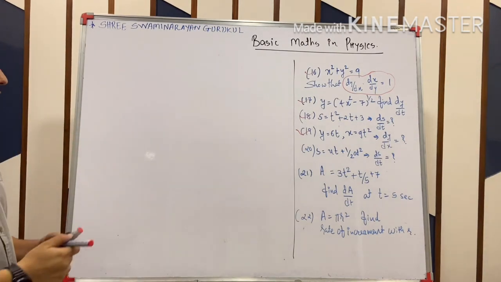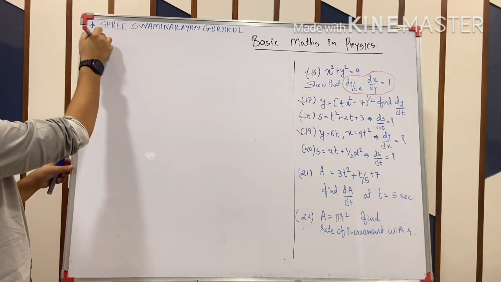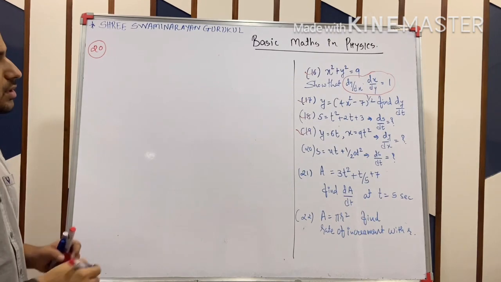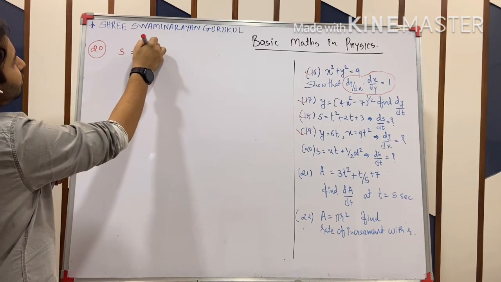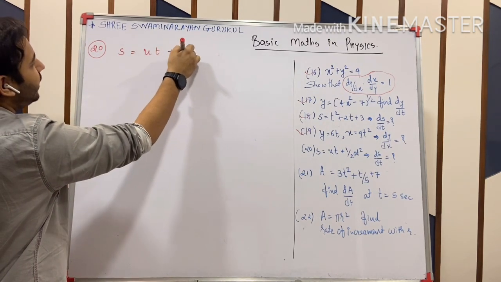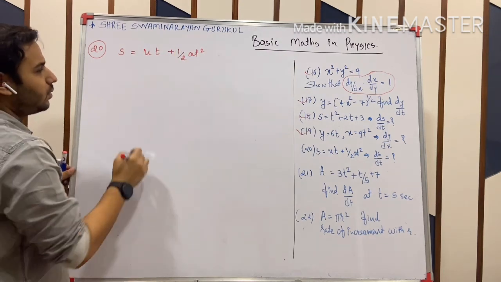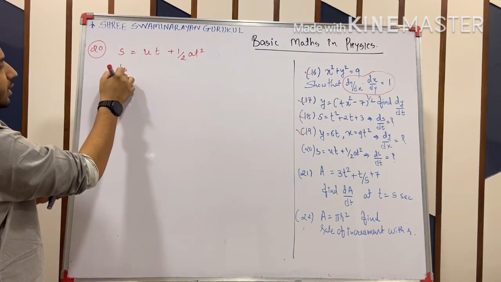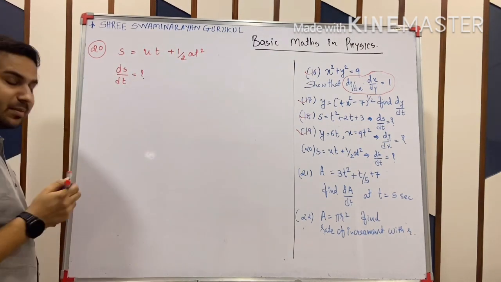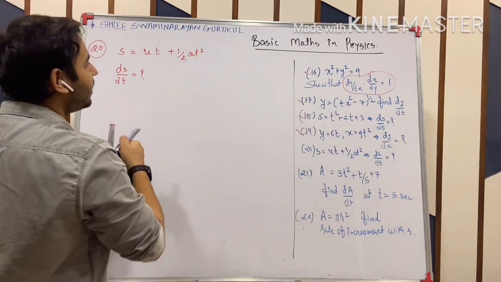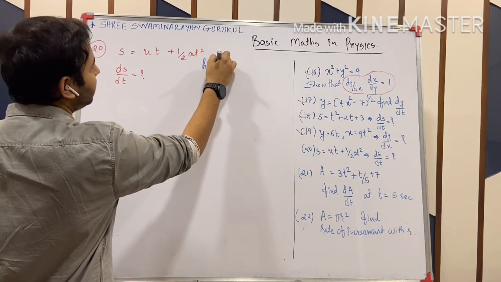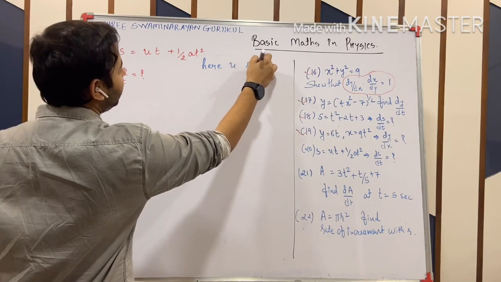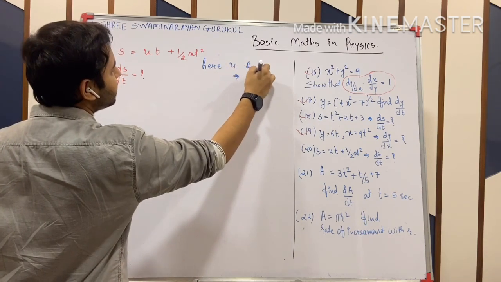Okay, now 20th question, what is that? In this question, s is equal to ut plus half at square. And what you need to find? ds upon dt. Let me clarify this thing. Here, u and a are constant.